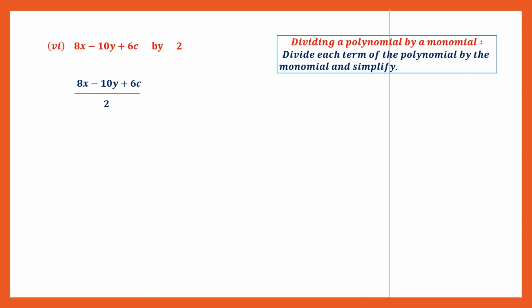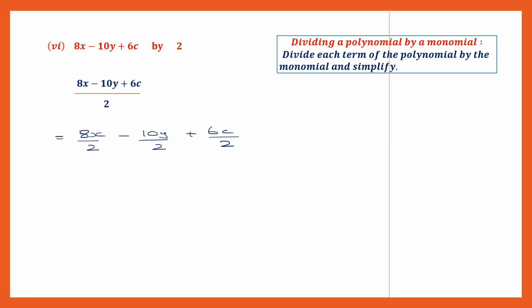So the steps are, you take each one at a time. That is the first term 8x divided by 2. So now it has become division of a monomial by a monomial which you just learned. Then next term, that is 10y again divided by 2 plus 6c divided by 2. So now each one has now become division of a monomial by a monomial, and we just finished sums like that, isn't it? So let's do this.